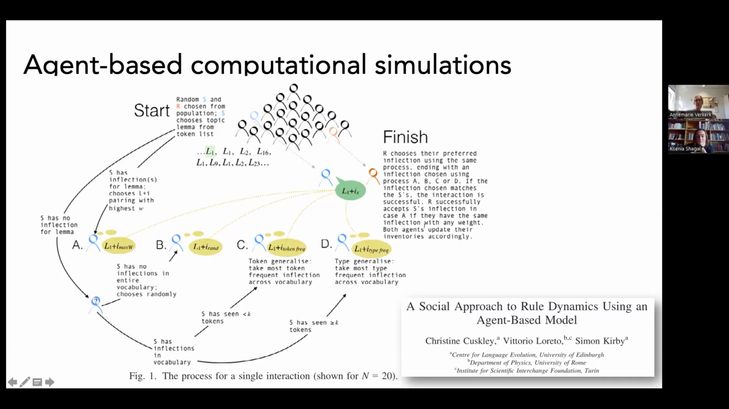And the recipient tries to understand what the speaker has said, right? And then, after that happens, you adjust the weightings of various lemmas and inflections after communicating, and you update your inventory. So both the speaker and the recipient.